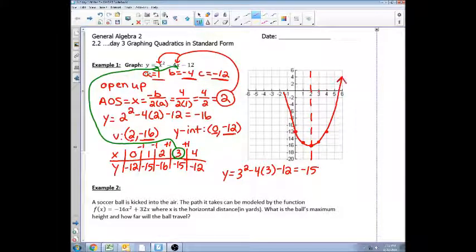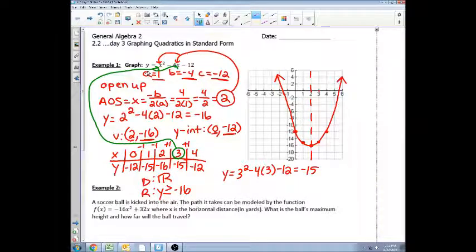I do have a U. It does open up just like we said it would. And there we are. The last thing we need to do is our domain and range. Our domain is always double-bar R, all real. And our range will be Y. Since it opens up, it's going to be greater than or equal to my y value at my vertex, which is -16.